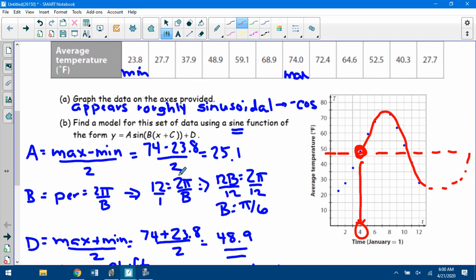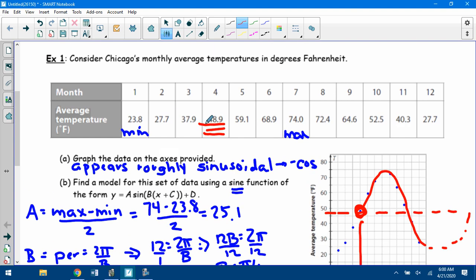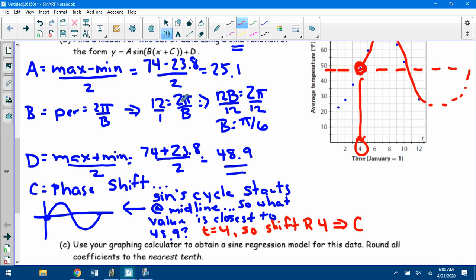I got to look at what value is closest to my midline. It's 48.9. I actually have my midline. That's perfect. So I had to shift this far to the right. That's our C value. So the value that's closest is t equals 4. So that means shift right 4. And how do I make the graph shift right 4? What would C have to be? This would have to be a negative 4.